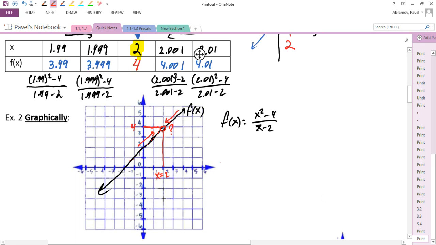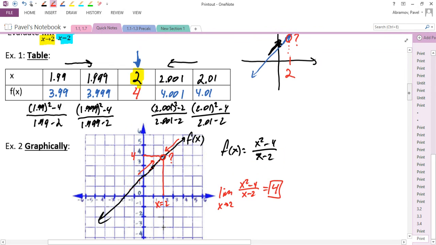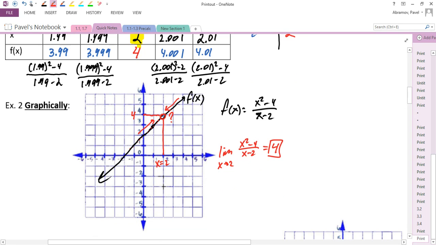So therefore, the limit as x approaches 2 of x squared minus 4 over x minus 2 will equal 4. So those are the two ways that we can evaluate the limit. We can do it with a table by plugging in numbers that are very, very close and get closer from both left and right to the value that we want to find. Or we can also do it graphically and then just trace from the left side and from the right side and make sure that the y value that we're approaching is the same, and therefore finding out what the limit is.